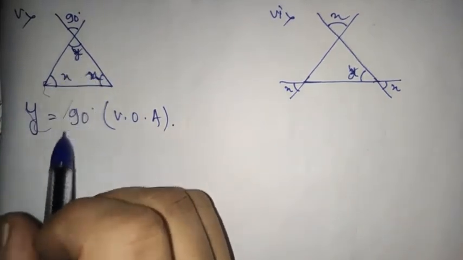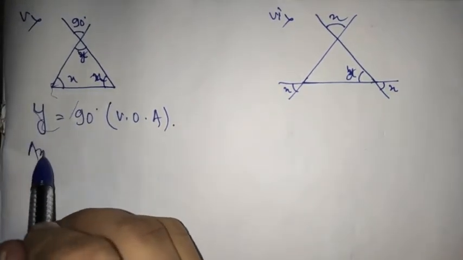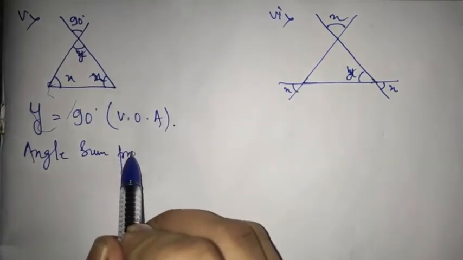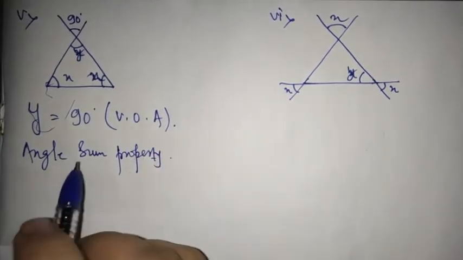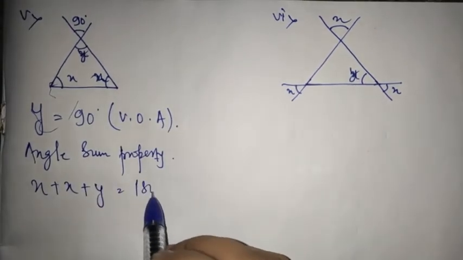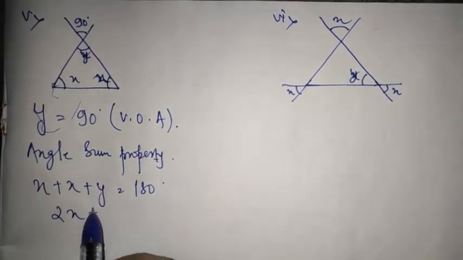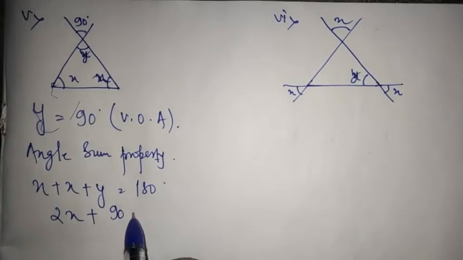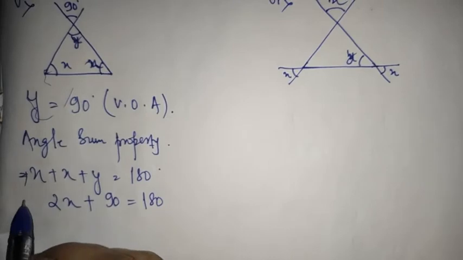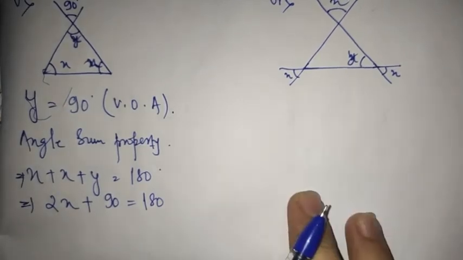Now you have to find the value of x, that is using the angle sum property, or the sum of interior angle is 180 degree. Using that property, here we are going to find the value of x, that is x plus y is equal to 180 degree. X plus x will be 2x, y value is 90 degree, is equal to 180 degree. No, it is very easy.